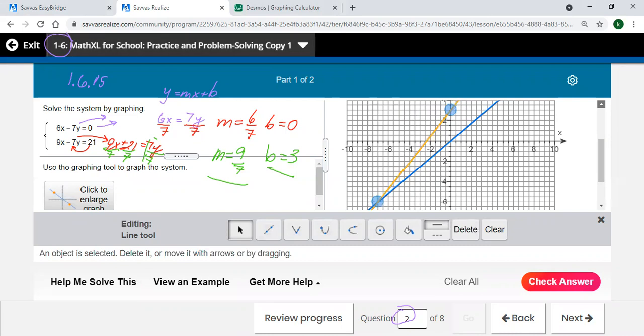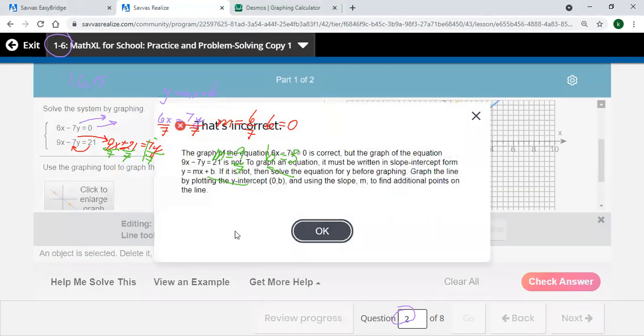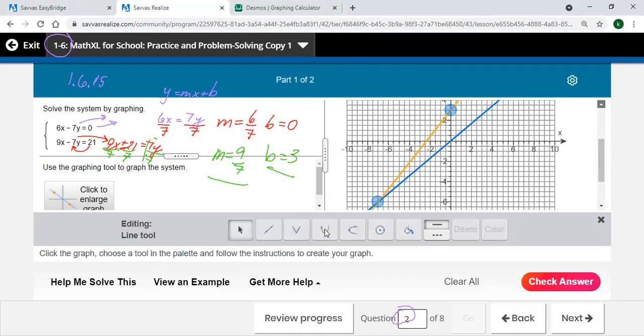All right, so let's submit this. This is just part 1 of 2, so we're only partway done even. That's not right. Let's see, again, checking the work, what's not right. So the first one, y-intercept's 0, and 6/7 would be the slope.